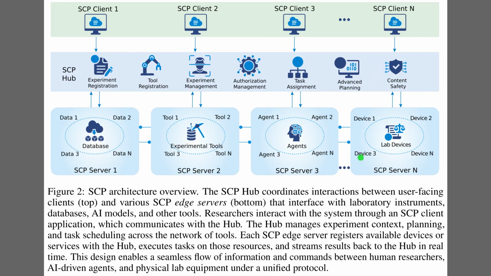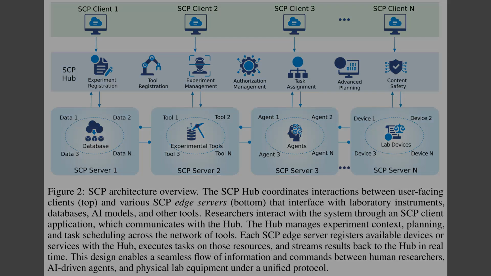Now, Figure 2 details the specific architectural layers that make this coordination possible. At the very top, we have the SCP clients, which provide the interface for researchers to design experiments and submit requests. Below that sits the SCP hub, the central engine that interprets these requests using modules for advanced planning, authorization, and task assignment. Finally, the hub directs the SCP servers at the bottom, which manage the actual execution resources, ranging from databases and software tools to autonomous agents and physical lab devices.